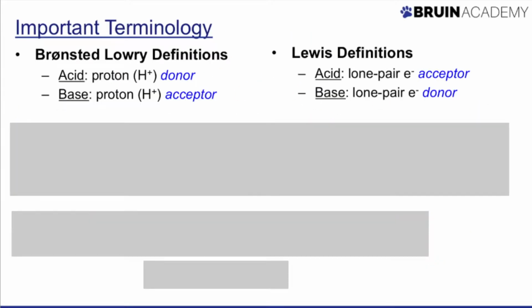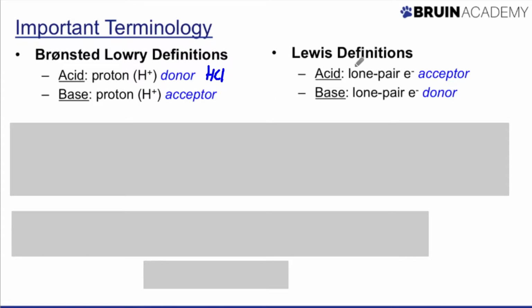So first off, definitions, right? There's kind of two competing definitions. One is Bronsted-Lowry and the other is Lewis. Bronsted-Lowry focuses on the proton, right? And so here we define an acid as something that donates a proton, where a proton is a hydrogen plus ion, and a base is an acceptor of a proton. So a common example would maybe be HCl, hydrochloric acid, which is a proton donor because it donates that hydrogen.